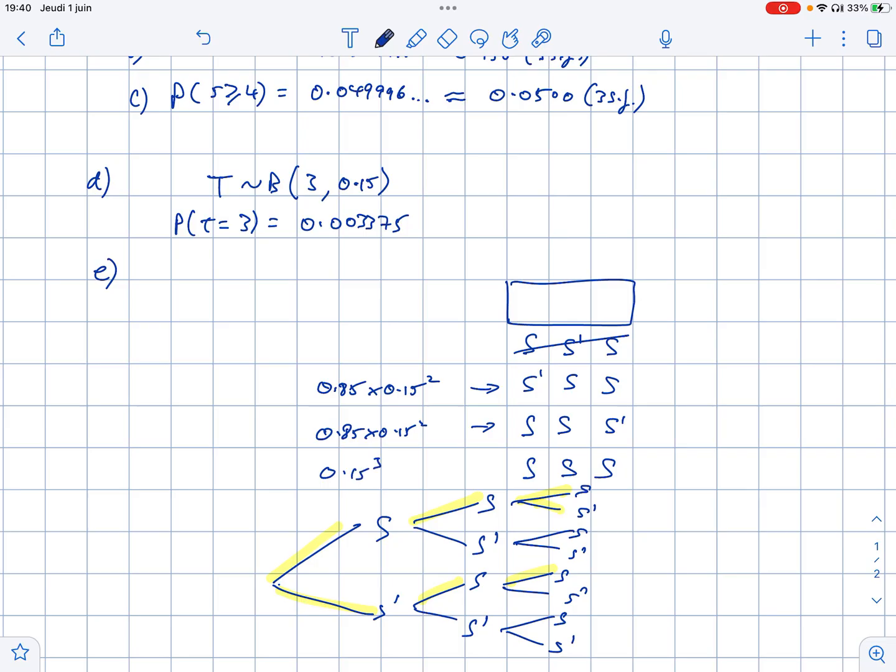So I now need to add those three together. So we get the probability of a double strike with our 3 attempts is 0.041625, which looks right because it's bigger than this one, because a turkey should be harder to get than a double strike. So turkey is included within that.